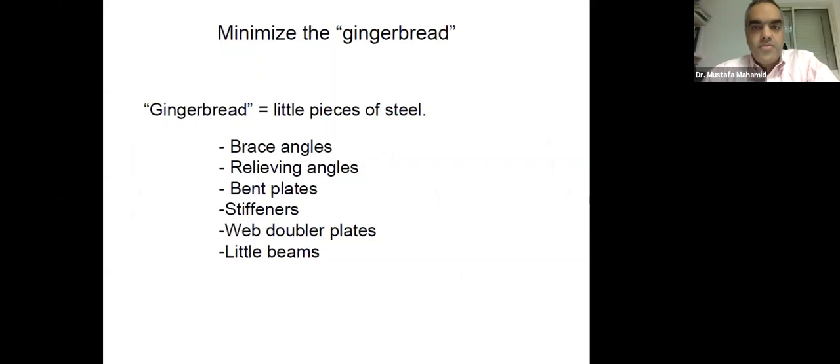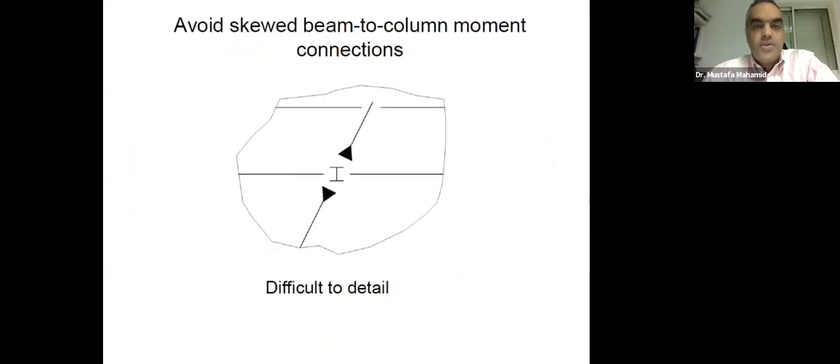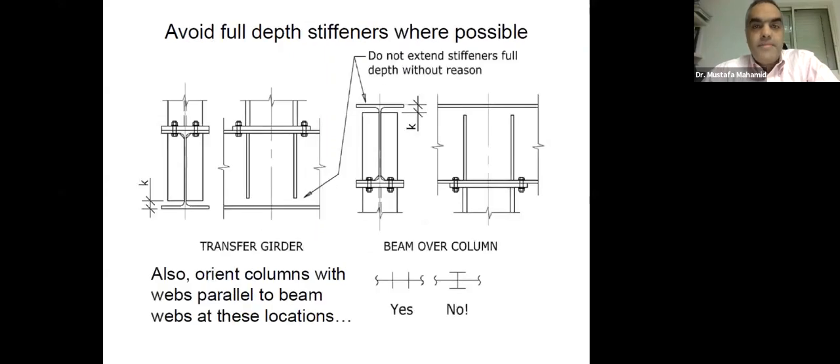Minimize gingerbread. The gingerbread is little pieces of steel. So brace angles, relieving angles, bent plates, stiffeners, web doubler plates, and little beams. Try to minimize all these small pieces of steel. Avoid skewed beam to column moment connections. This is a moment connection that's very difficult to detail.